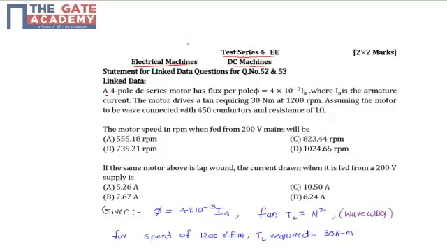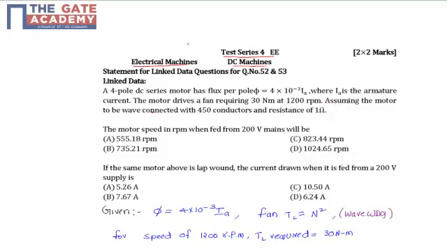In the given question, we have a 4-pole DC series motor having a flux per pole phi equal to 4 into 10 power minus 3 Ia, where Ia is the armature current. The motor drives a fan having a load torque of 30 Newton meter at 1200 RPM.